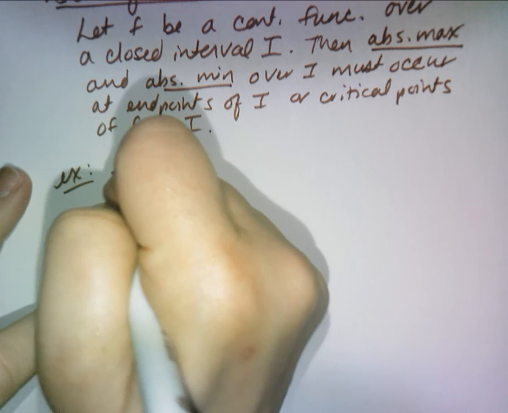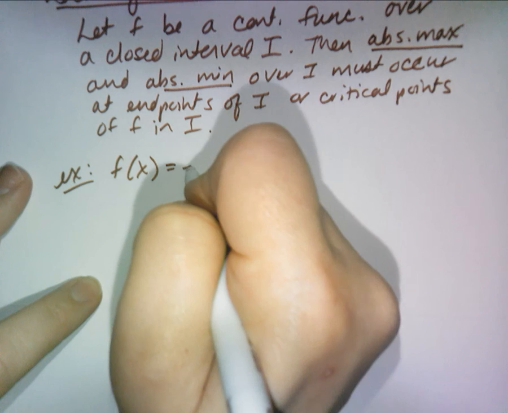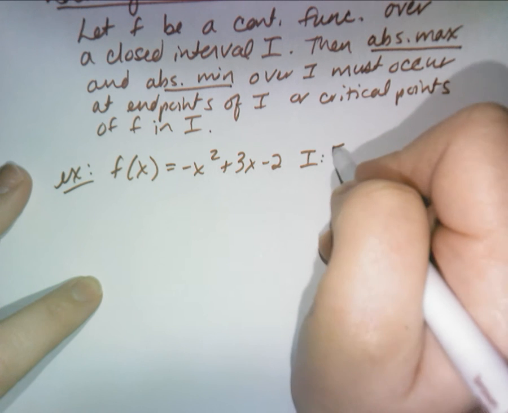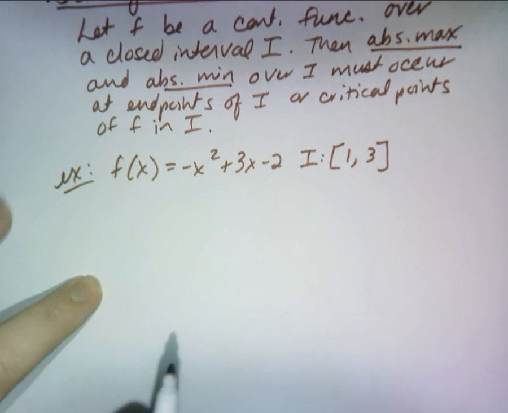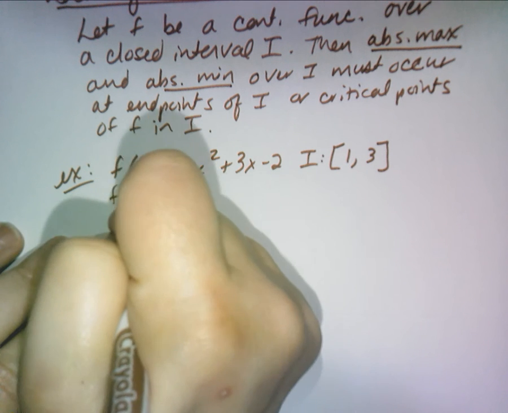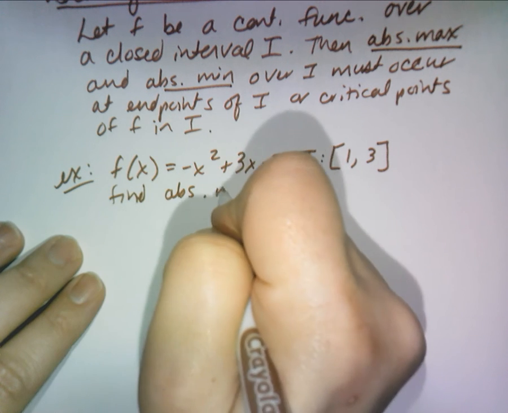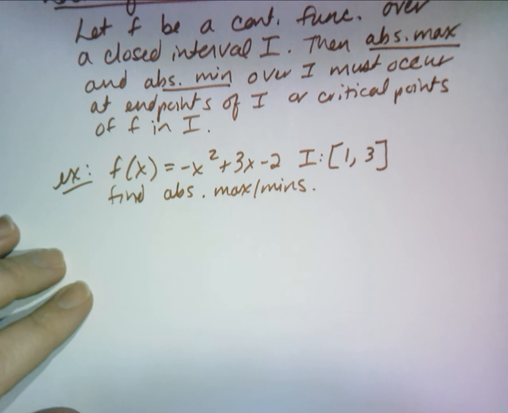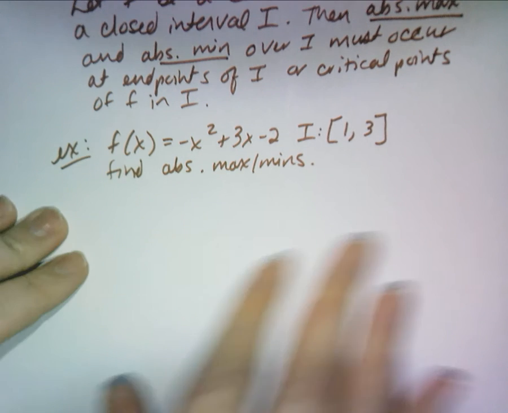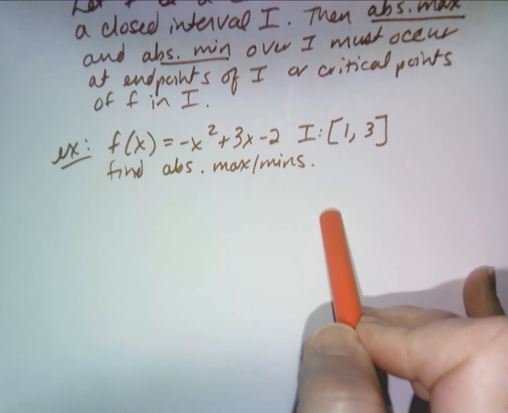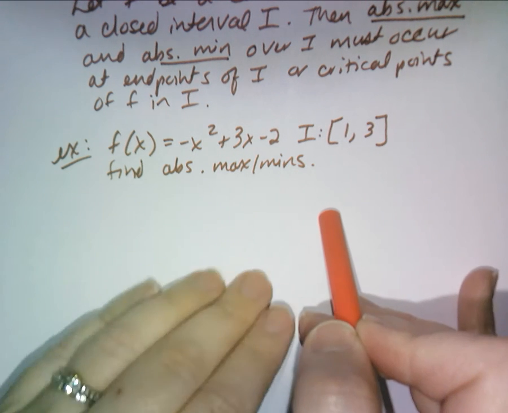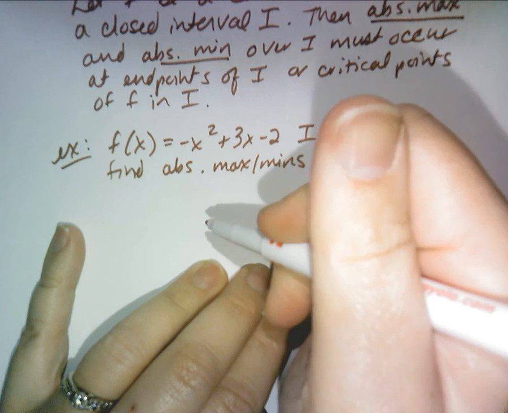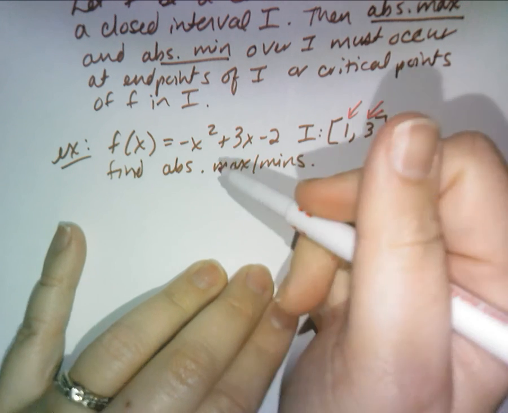So last and final example, I'm giving you a formula for a function. Here we go. And I'm going to give you an interval, 1, 3. And I would like you to find absolute max and mins. Okay, I do not want you to graph this. You can graph it to double check, but I want you to do this all by hand. So, the locating absolute extrema theorem right here says that it's got to occur at the endpoints or at a critical point. So, here's the first thing you're going to do. Take a derivative.